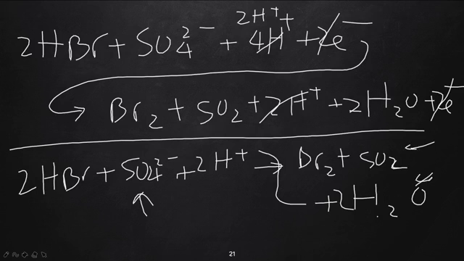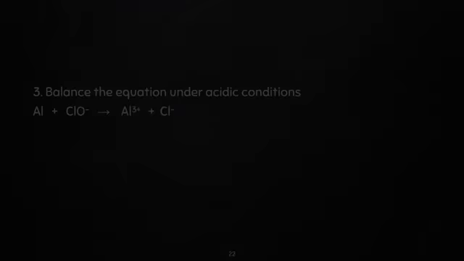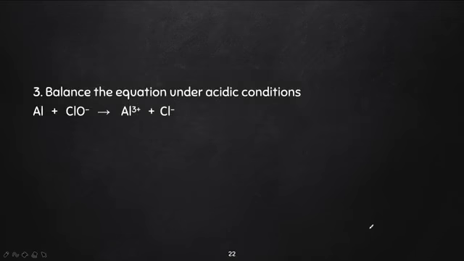The last element we're balancing is hydrogen. There are 2 hydrogen on the left-hand side from hydrogen bromide and 2 from the hydrogen ions, and on the right-hand side we can see 4 from the water molecules. Now, for this last example, I would like you to attempt it yourself, to see how good you've gotten at oxidation reduction reactions.